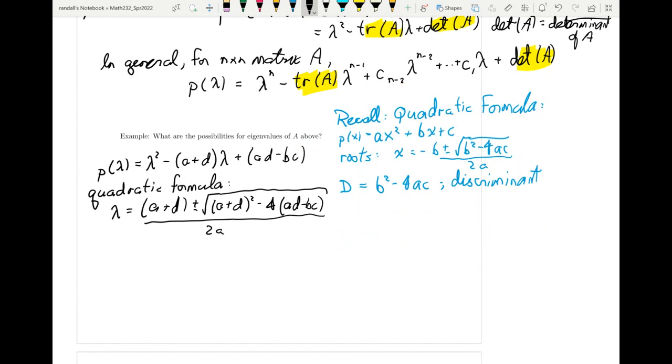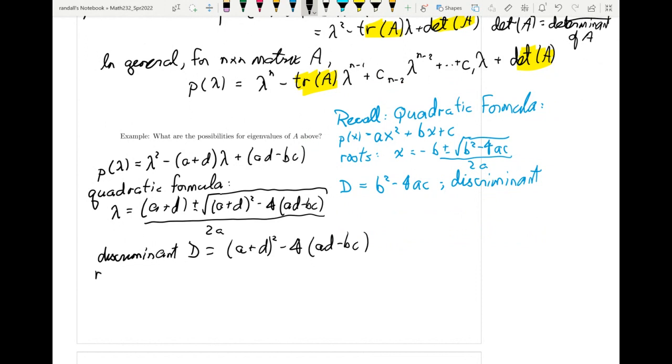All right. So we see the discriminant here is this quantity, (a plus d) squared minus 4 times (ad minus bc). Okay.